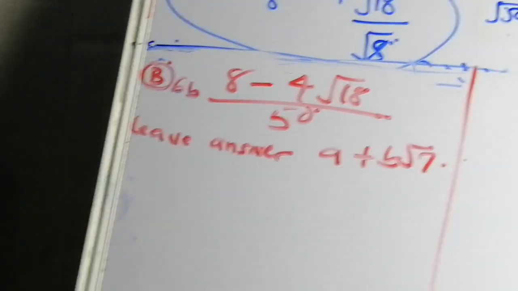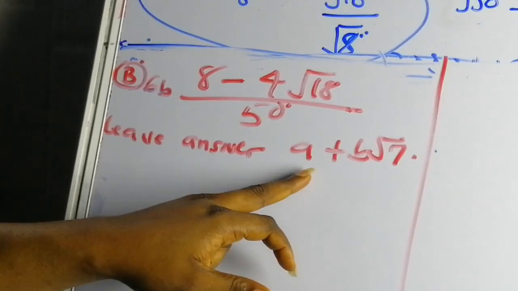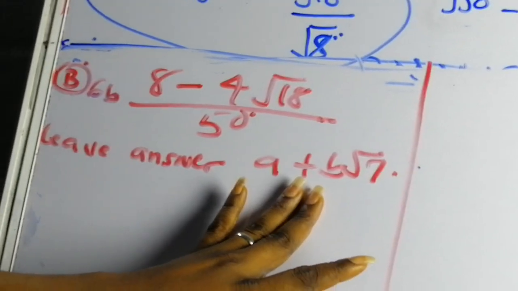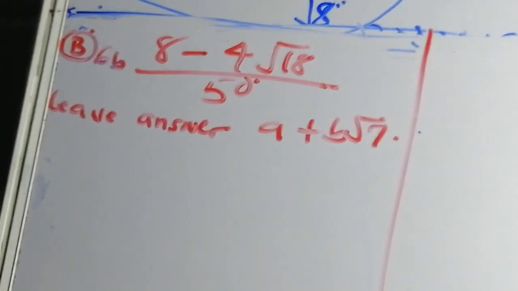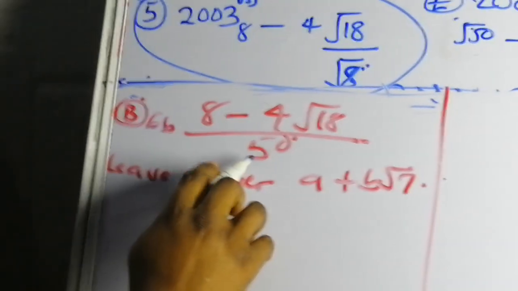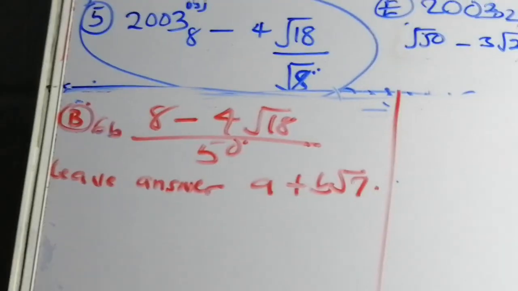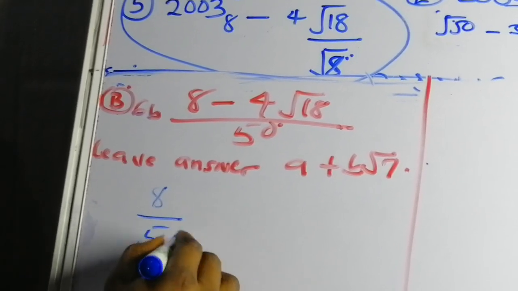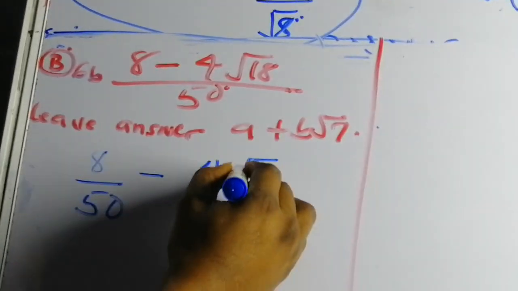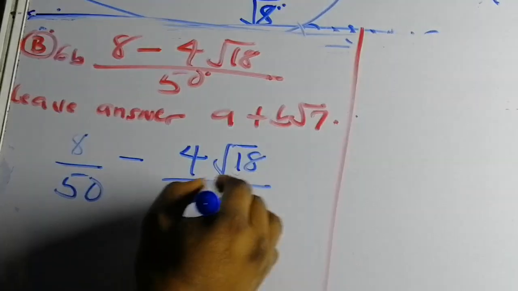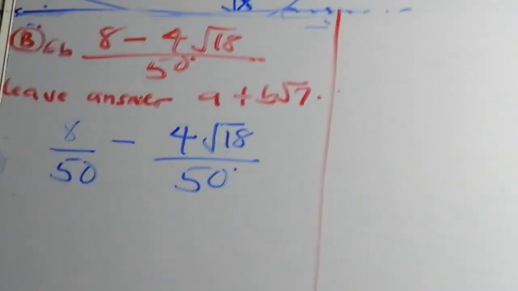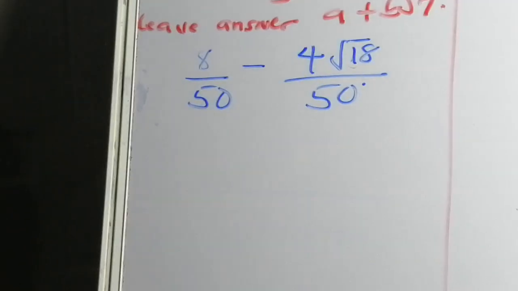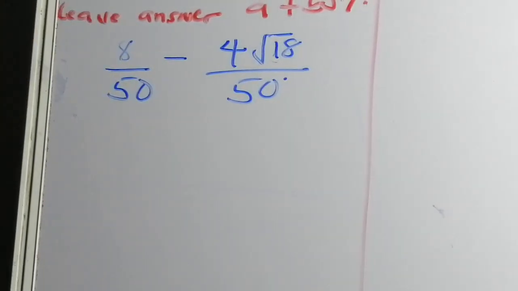So all you just need is understanding the steps of what you need to do here. If you look at it very well, what do they want you to do? A plus B. They want you to leave the answer in short form. That's addition. You understand me now? Here there's nothing like a surd at the denominator. It's very simple and straightforward. The first thing you need to do is split this: 8 over 50 minus 4 root 18 over 50. Very simple. It's still the same thing. If you take the LCM of this, you still arrive at the same answer.